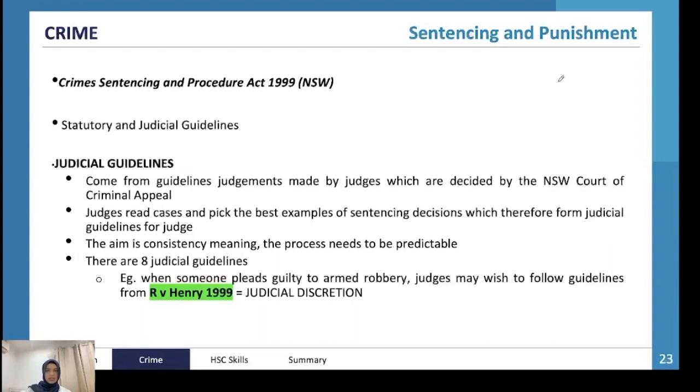So we're trying to say if somebody's committed the same crime, and one person is getting 30 years and one person is only getting 5 years, there's a massive difference in those two sentences. So we want to try and have more consistency in the process. There are eight judicial guidelines. So, for example, when someone pleads guilty to armed robbery, judges may wish to follow guidelines from R v Henry. Again, I've got a lot of cases in here. So, there are specific cases which I will explain and others which I will simply leave there for references and for your own research, just because we don't have time to go through each one in heaps of detail.